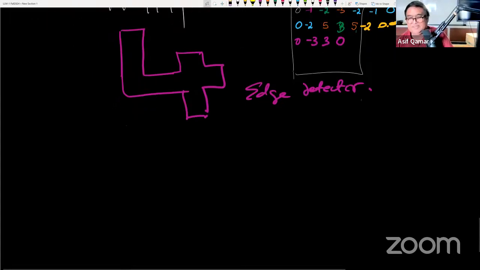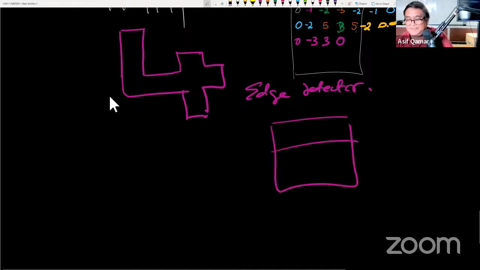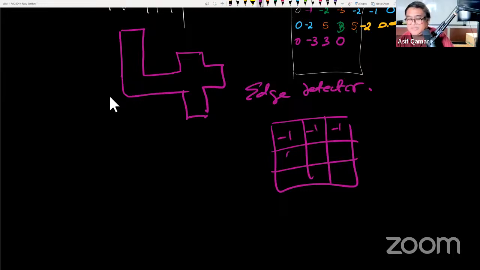Likewise, convince yourself that if I made another stencil, another filter like this, -1, -1, -1, 0, 0, 0, 1, 1, 1. It would detect horizontal lines. Rotate it, it would detect vertical lines.